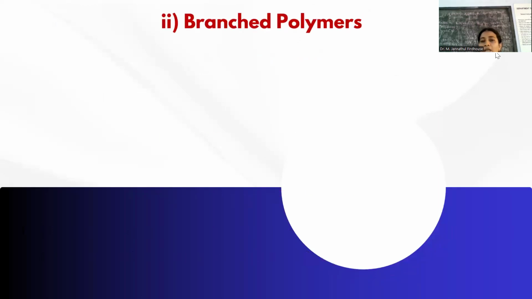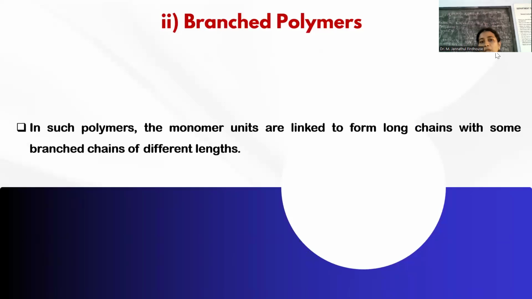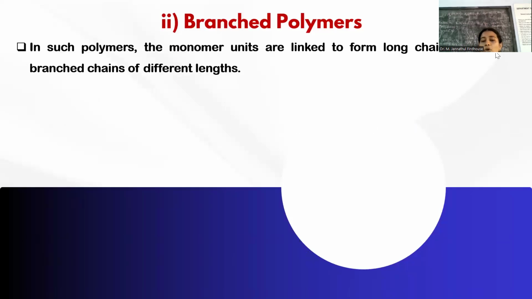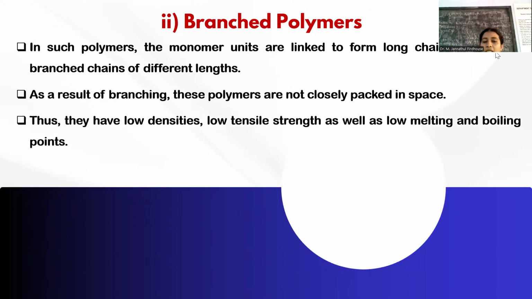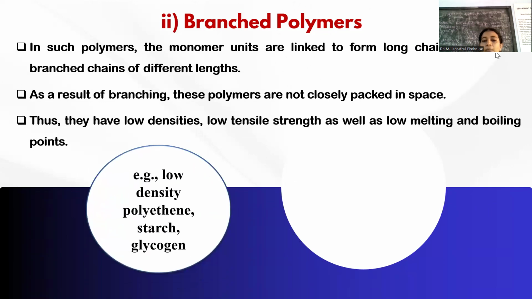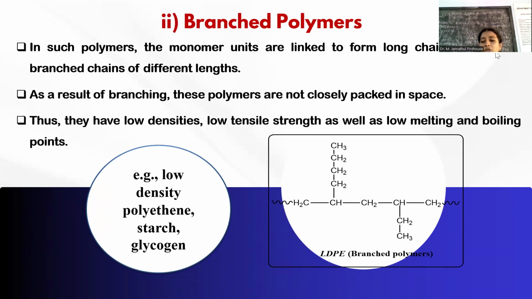The other classification based on structure is branched polymers. In such polymers, the monomer units are linked together to form long chains with some branched chains of different lengths. As a result of branching, these polymers are not closely packed in space. So they have low densities, low tensile strength, as well as low melting and boiling points. Example, low density polyethylene, starch, glycogen, etc. So this is the structure of low density polyethylene. Here you can see the branched type of polymers.